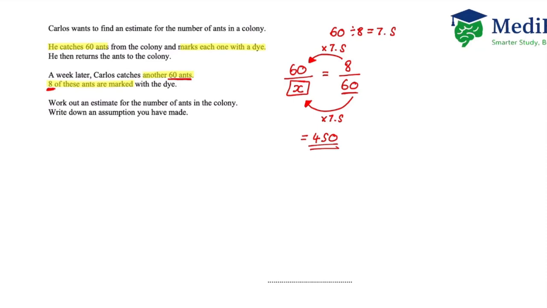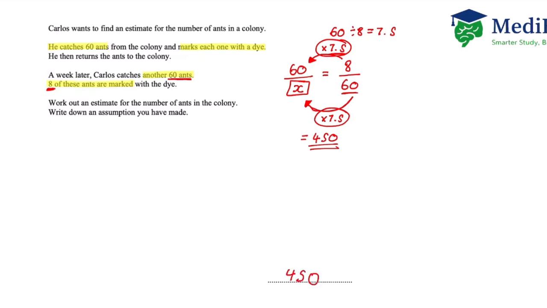Okay, so we've got 8 out of 60. So we've got 60 over x equals 8 over 60. 8 to get to 60, the smaller number to get to the bigger number, we need to multiply. We multiplied by 7.5. So to get from the denominator to the new other denominator, you also need to multiply by the same number, multiplied by 7.5, and you would get an answer of 450.